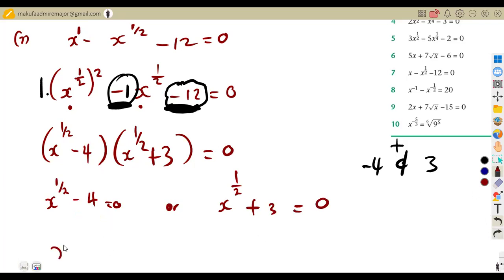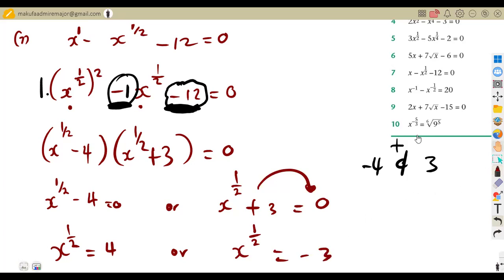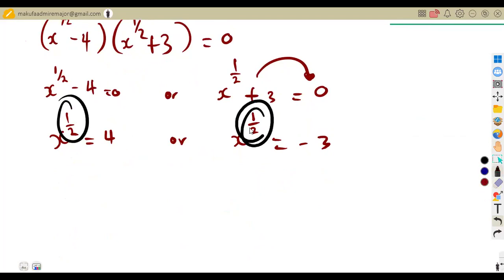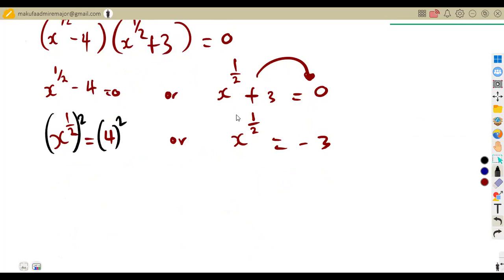So that means x to the exponent of 1 over 2 is equal to a positive 4, or x to the exponent of 1 over 2 will be equal to what on the other side? This will be a negative 3. So there we are on the introduction of the reciprocal of the inverse of the exponent there, which is 1 over 2. We talked about this. We said the reciprocal of this is what? Is 2. So that's a 2 there, a 2 there.